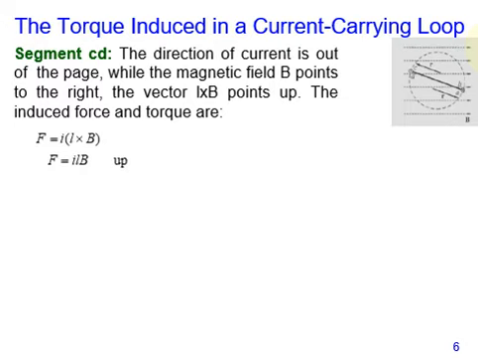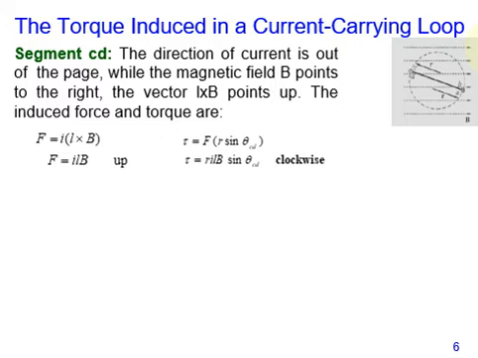Therefore, the induced force on this segment of the wire is I L cross B in the upward direction, and simplifying this would become ILB. So the resulting torque would be F R sine theta CD, and R ILB sine theta CD in the clockwise direction.